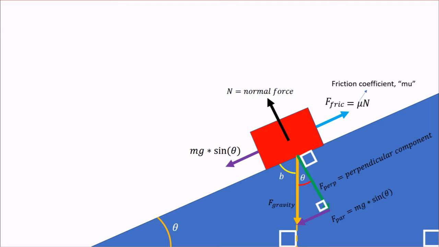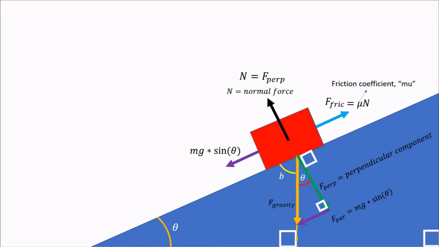Now, the normal force is going to be whatever it takes to cancel the perpendicular force of gravity, since that is the force that is trying to push into the surface of the ramp. That means the normal force has the same magnitude as the perpendicular component of the gravity force. So let's figure out what the perpendicular component is.